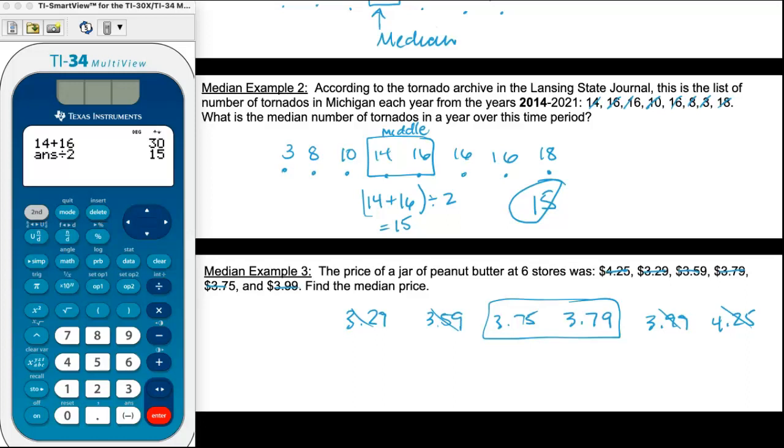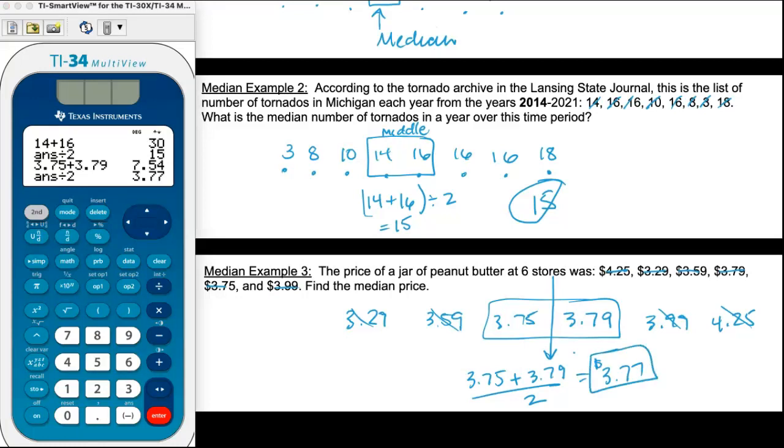And I know that that's the case because I could have known that in the beginning, knowing that there's 1, 2, 3, 4, 5, 6 data values, which is even. So anytime I have an even number of numbers, I'm going to have a tie for the middle. So I'm going to add these up, 3.75 plus 3.79, and I'm going to divide by 2. So 3.75 plus 3.79, enter, divided by 2. And you get 3.77 or $3.77. So that's the median price of peanut butter at those 6 stores.